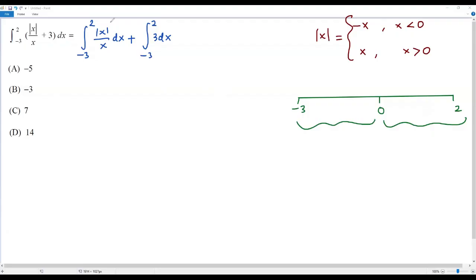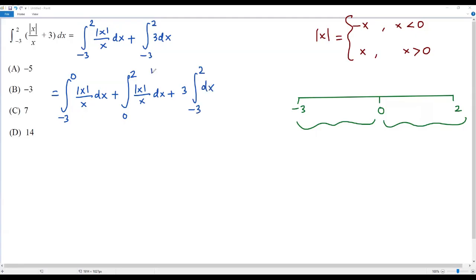So now I am going to split up this definite integral into two parts. The first part is the integral from negative 3 to 0 of absolute value of x divided by x dx, plus the integral from 0 to 2 of absolute value of x divided by x dx. Here 3 is a constant multiplied by dx. In integration, whenever there is a constant multiplied in the integrand, we can move the constant out of the integral, so we get 3 times the integral from negative 3 to 2 of dx.